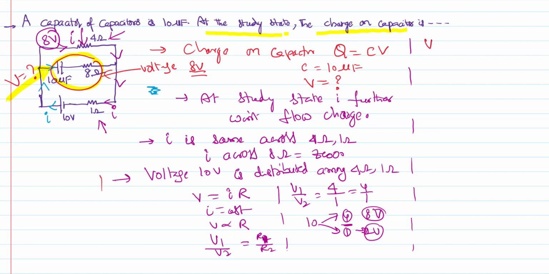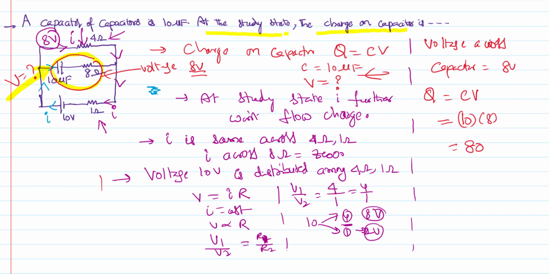So what can we say? Voltage across the capacitor is 8 volts. Now I can use this formula, Q equal to CV. So the charge across the capacitor is equal to C, which is 10 microfarad, times V, which is 8 volts. So the total charge is 80 microcoulomb. So the charge across the capacitor is 80 microcoulomb.